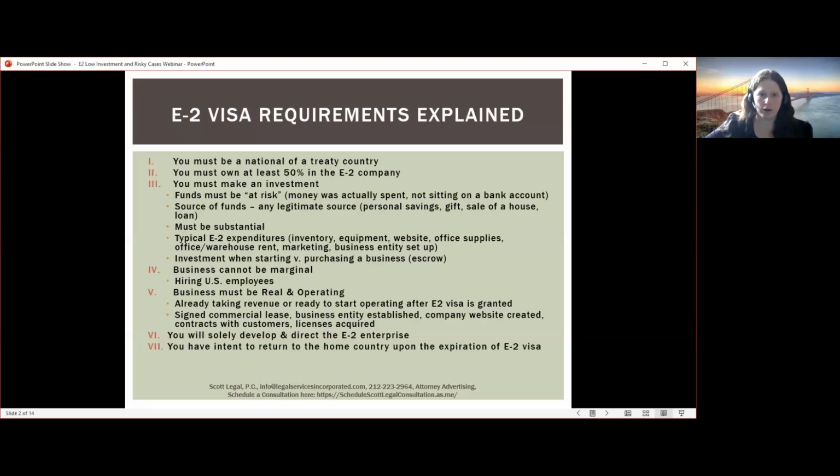The second requirement, if you want to be an E2 investor, is that you must own at least 50% of the E2 company and have the ability to control and develop and direct the company.